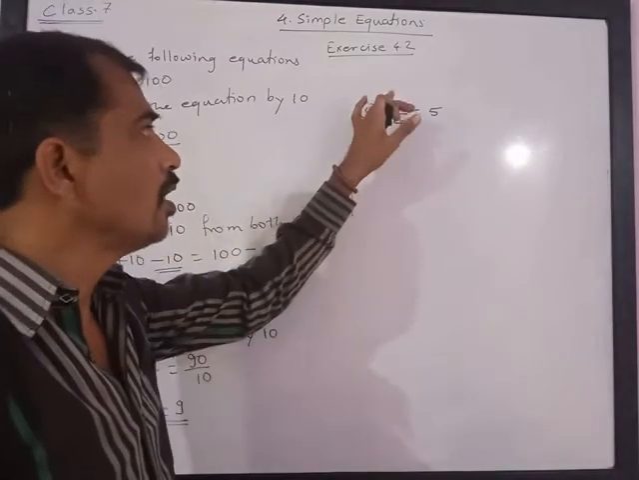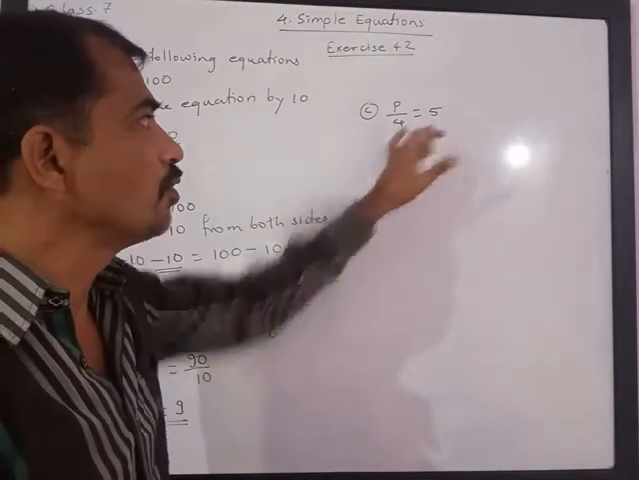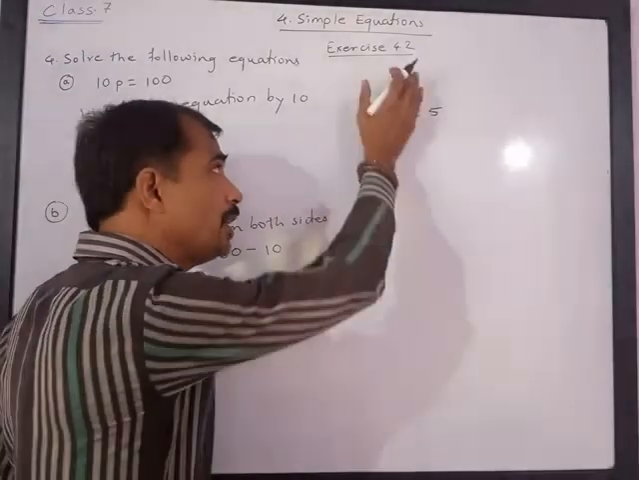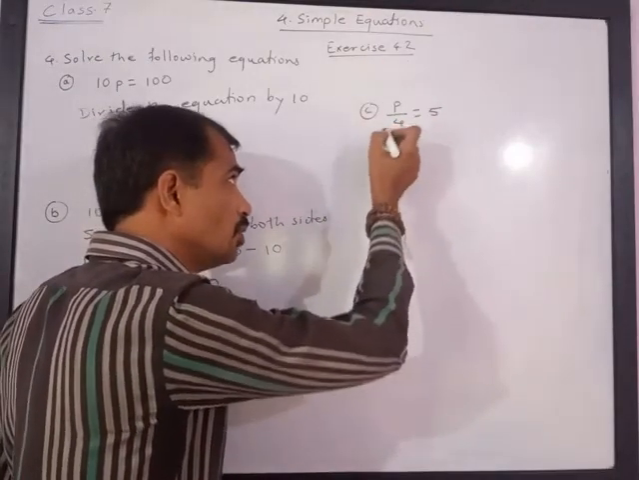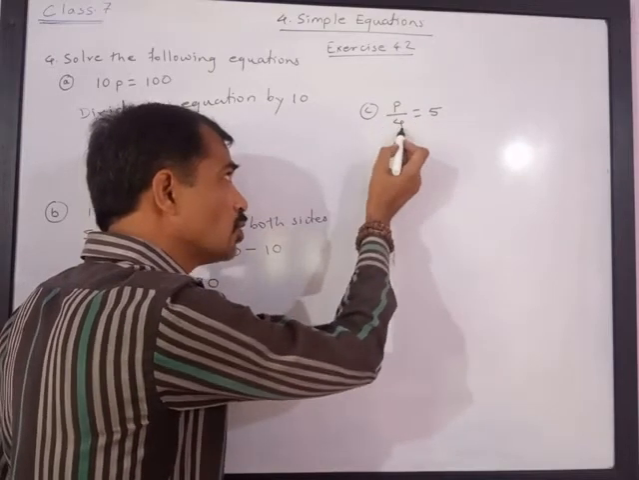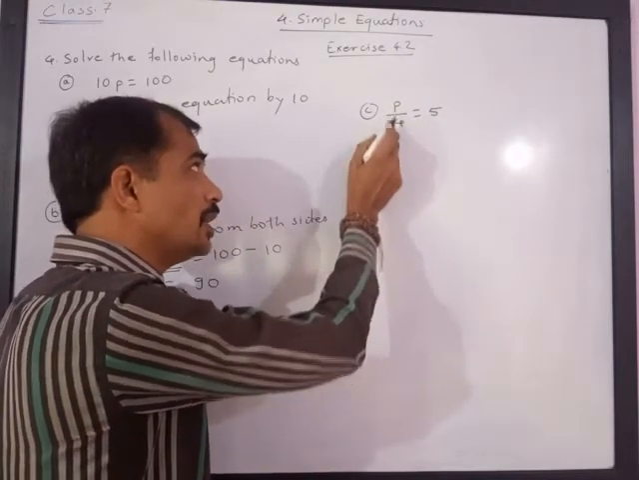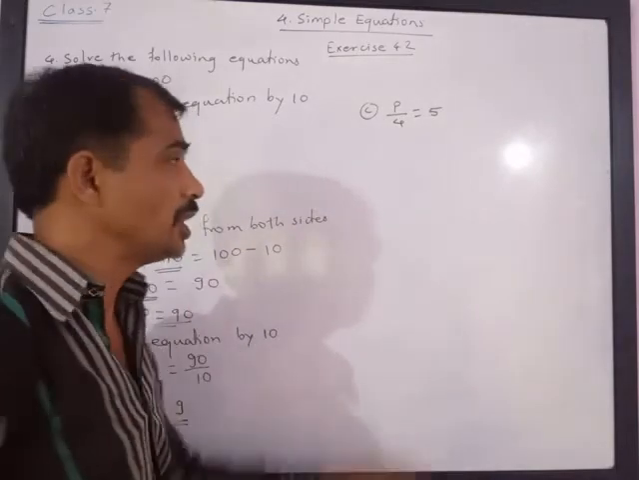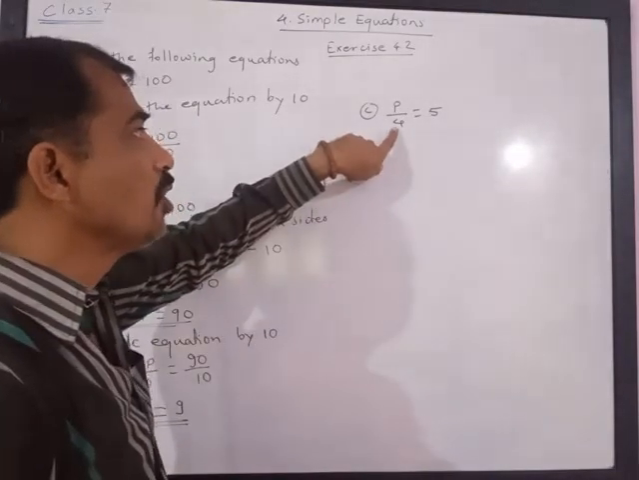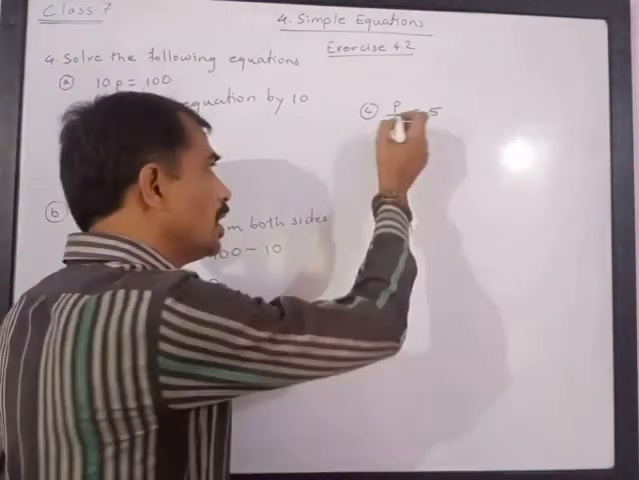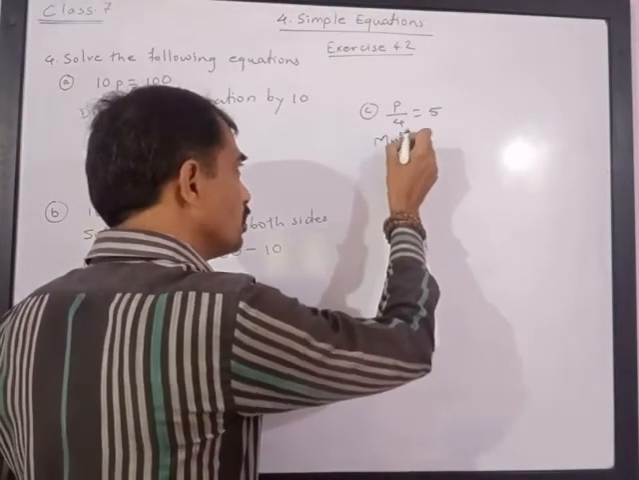Dear friends, now the third equation is p upon 4 = 5. Please note, we want to keep only p on the left hand side and remove this 4. Watch carefully: this 4 is dividing p. To eliminate 4, we have to do the opposite operation. So multiply both sides by 4.